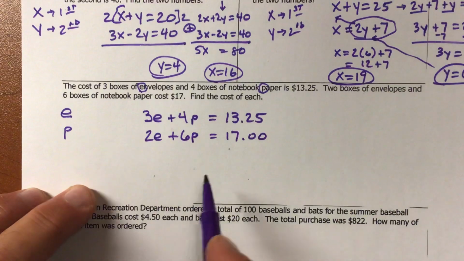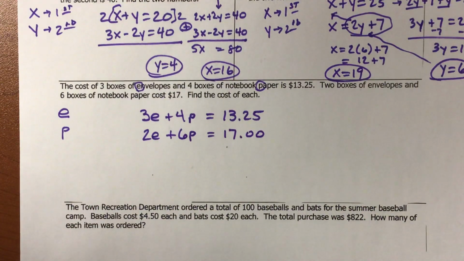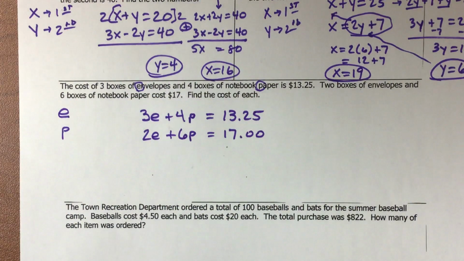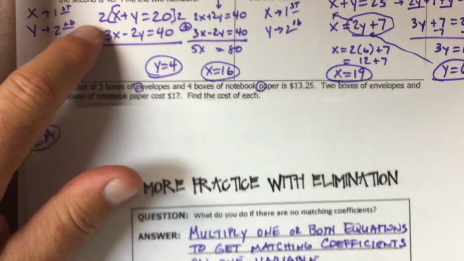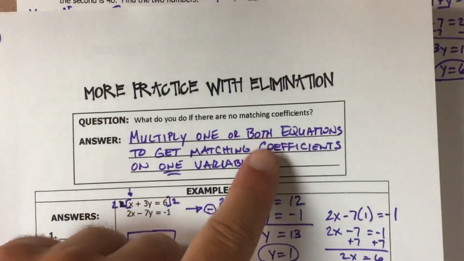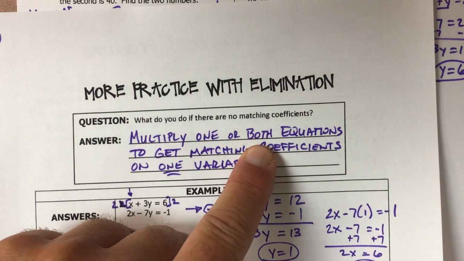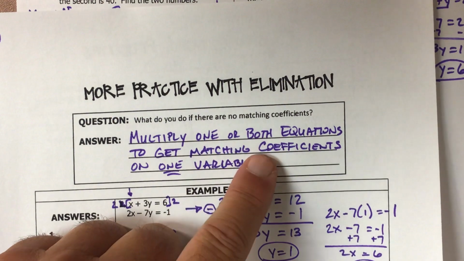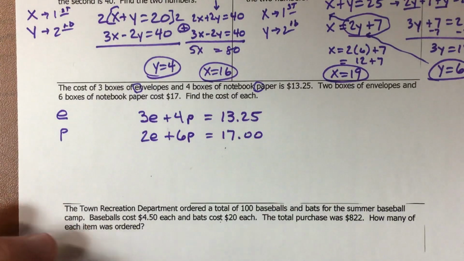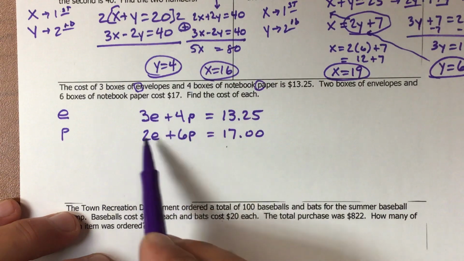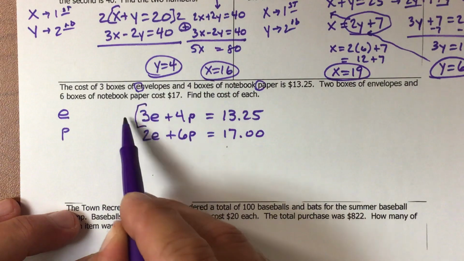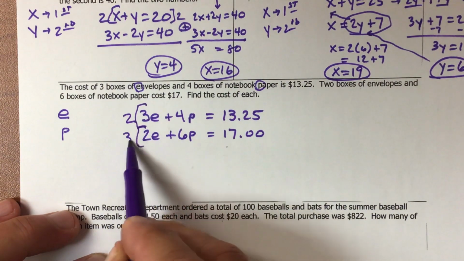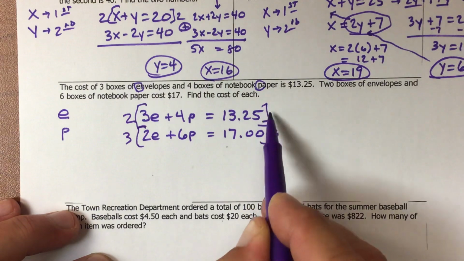All right, so sometimes when we do elimination, we only multiply one equation, but sometimes we have to multiply both equations. Remember, when we have to eliminate, we multiply one or both equations to get rid of one of the variables. So in this case, I want to eliminate the E, right? So I'm going to multiply this one by 3 and this one by 2.